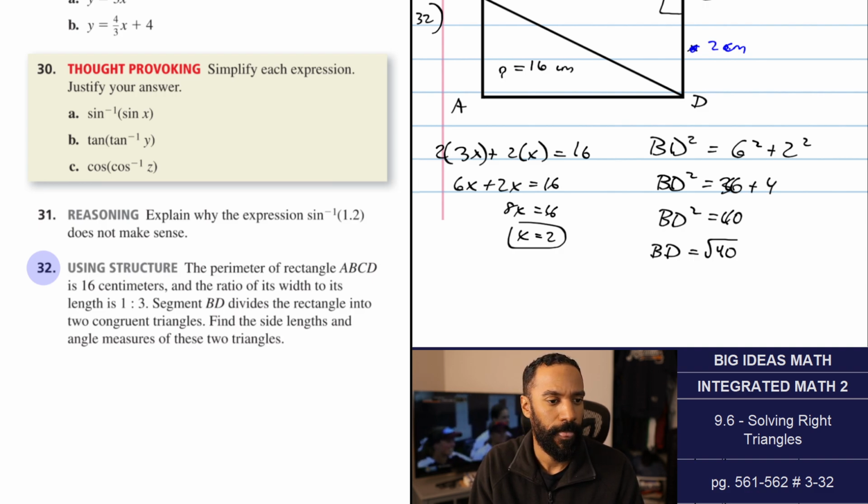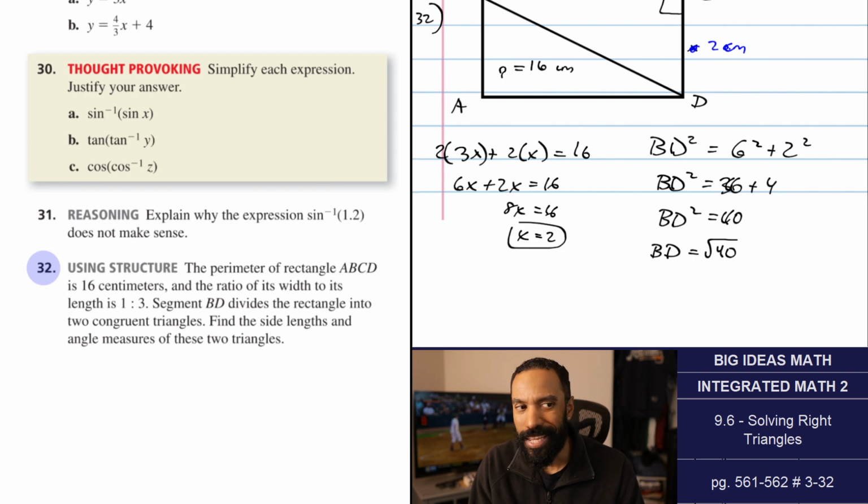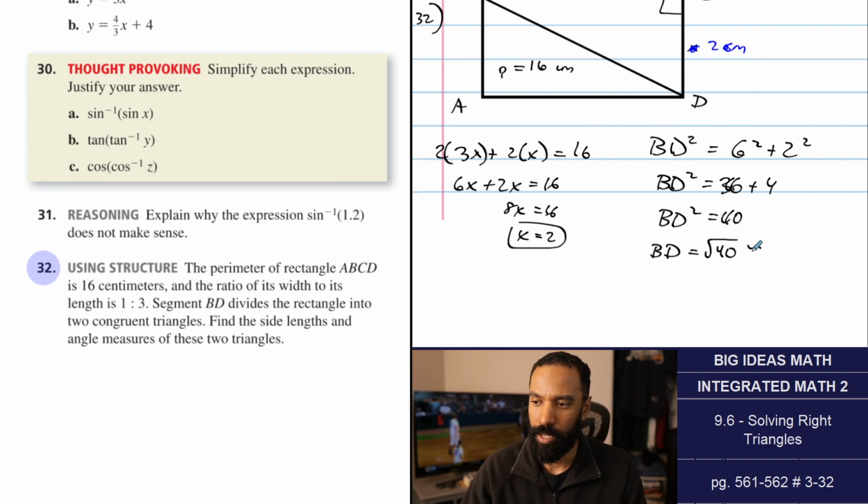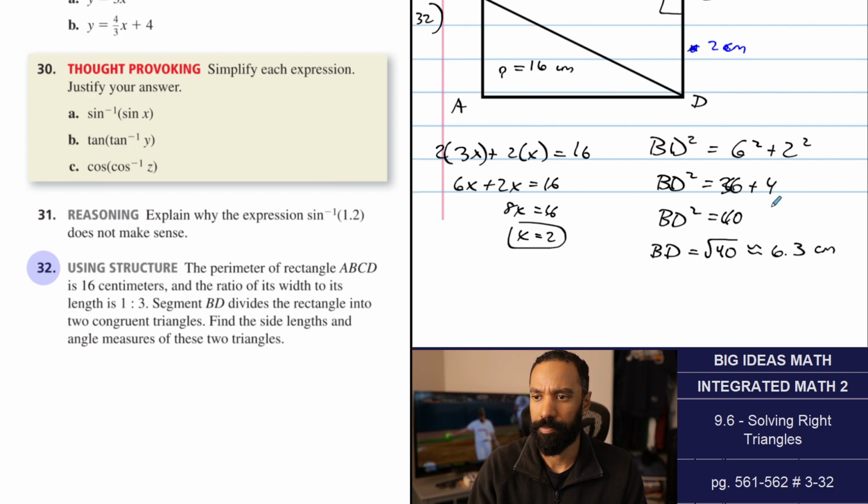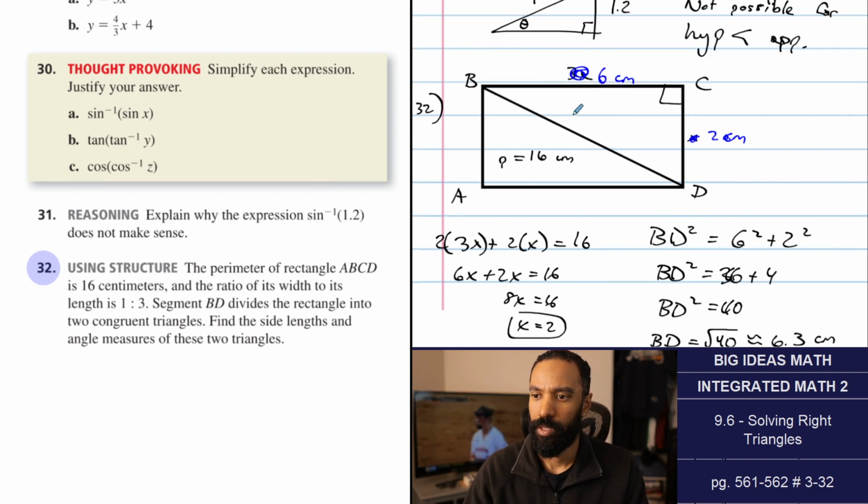As a rounded value, square root of 40 is 6.324, around 6.3 centimeters. Now that's rounded.